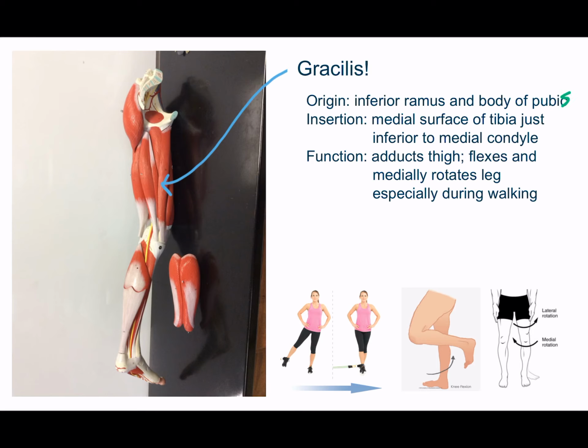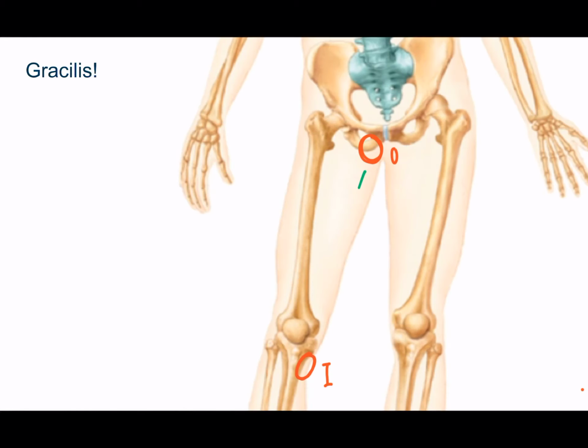And insert onto the medial surface of the tibia just inferior to the medial condyle. The function is to adduct the thigh, flex, and medially rotate the leg, especially during walking. So, you see it right there. It's medial instead of, like, the tensor fascia lata being lateral. Gracilis is medial. So you see it runs right there.